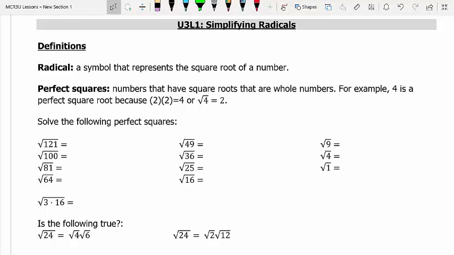Unit 3, Lesson 1, Simplifying Radicals. So a radical is a symbol that represents the square root of a number, or think of it as an expression with a square root in it.